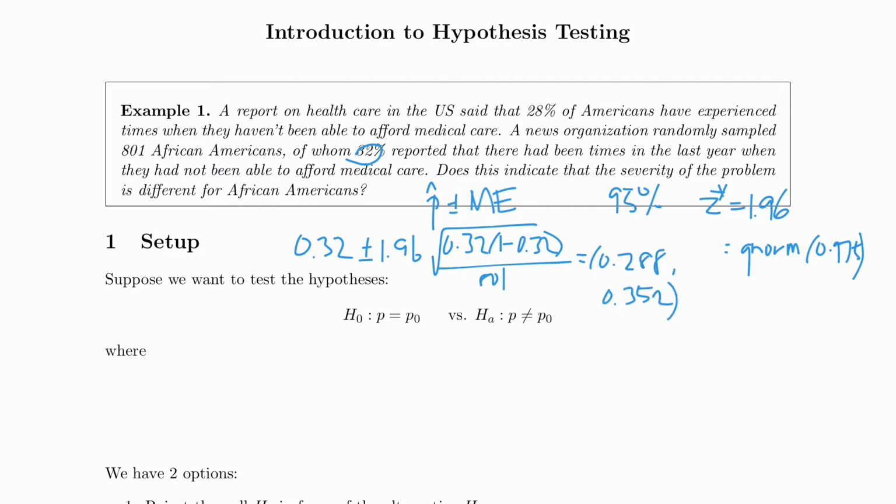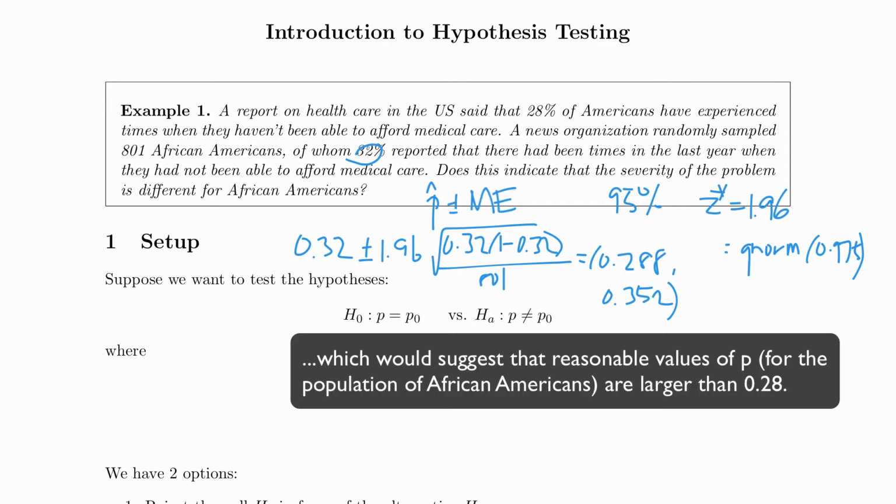Crunching the numbers, we see that this confidence interval evaluates to 0.288 to 0.352. So this is a case where 0.28 is not inside of our confidence interval, and therefore we would say that the data indicates the severity of the problem is different for African Americans. In fact, you can go as far as to say that this is a more severe problem for African Americans because 0.28 is entirely below our confidence interval.